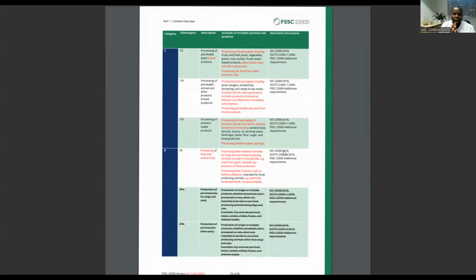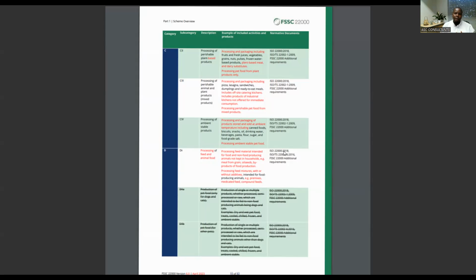And then C2, again, no major changes, nothing that rocks the boat there. But interestingly, recognizing the newer technology that is being introduced, they've also added plant-based meat and dairy substitutes. This is something that is gaining traction throughout the world, especially in first world countries, and definitely also in South Africa, where we are also seeing a lot of companies developing lab-grown meat. So if you are such a company and you want to get certification, then C2 will be the category that you'll have to go for.